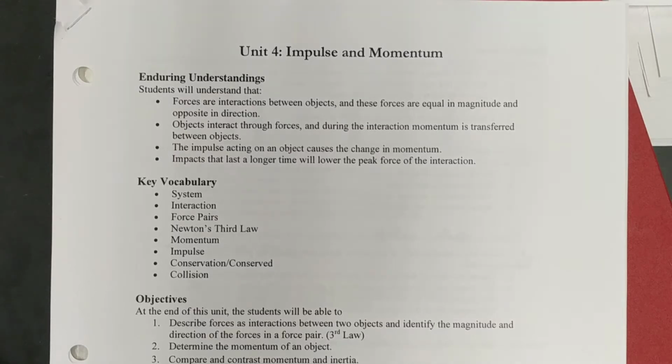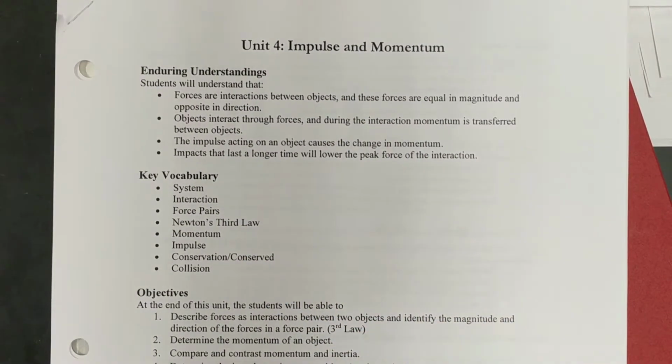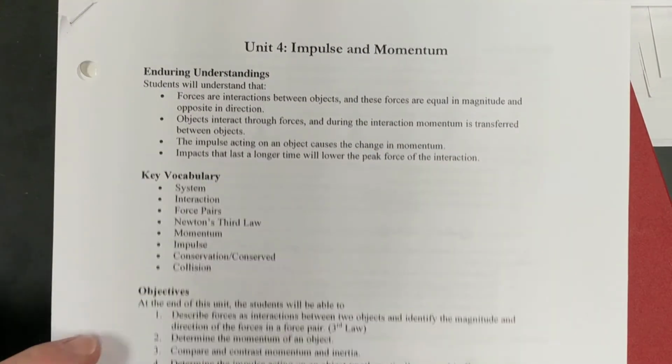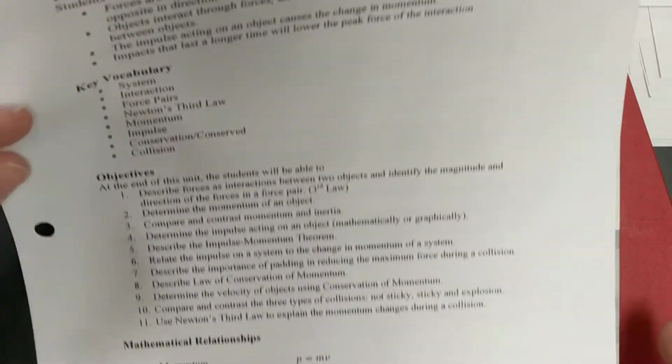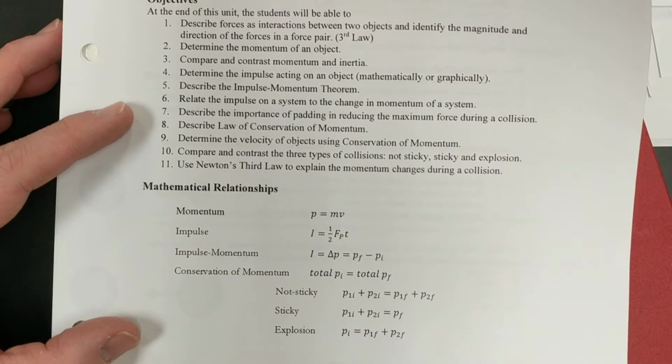So this is the Impulse Momentum Unit 4 review guide and how you would go about solving all these things. First off, the first page lists things you should be able to do, keywords you should know about, and objectives. Then down at the bottom, we have all the possible equations you might need.